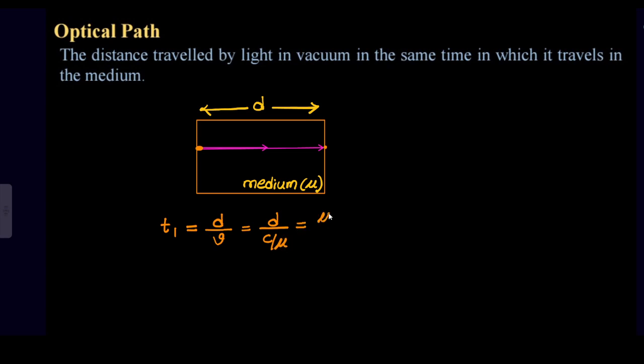So T1 comes as mu D by C. This is the time taken by the light ray to travel D distance in a medium.